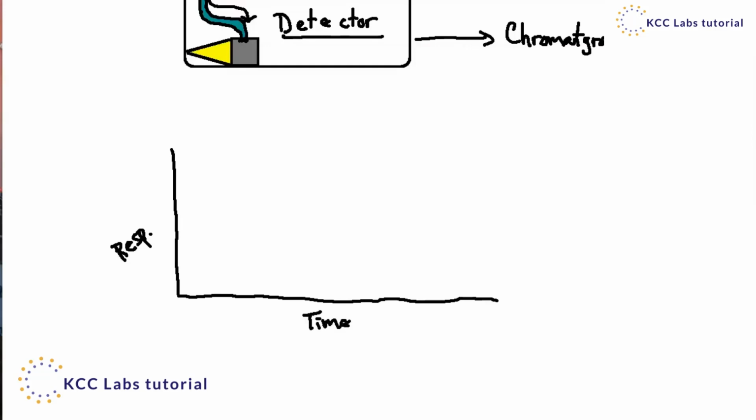And then at some point, if you have compounds, peaks are going to start coming off. Now, you might just have one peak if it's a pure substance, but most of the time when you're doing HPLC, it's to separate out several components from one another. So you can see an example like this.